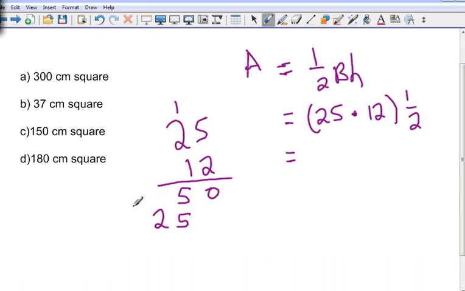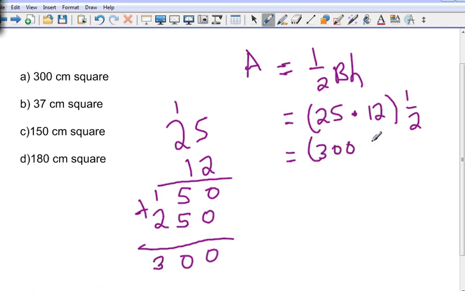Remember, when we do our multiplication, we always have to put an empty spot right here, or 0. When we add them up, we get 0, 10, carry a 1, 300. So this together is 300. Because we're multiplying it by half, we're going to get 150. So the right answer was 150 centimeters squared.